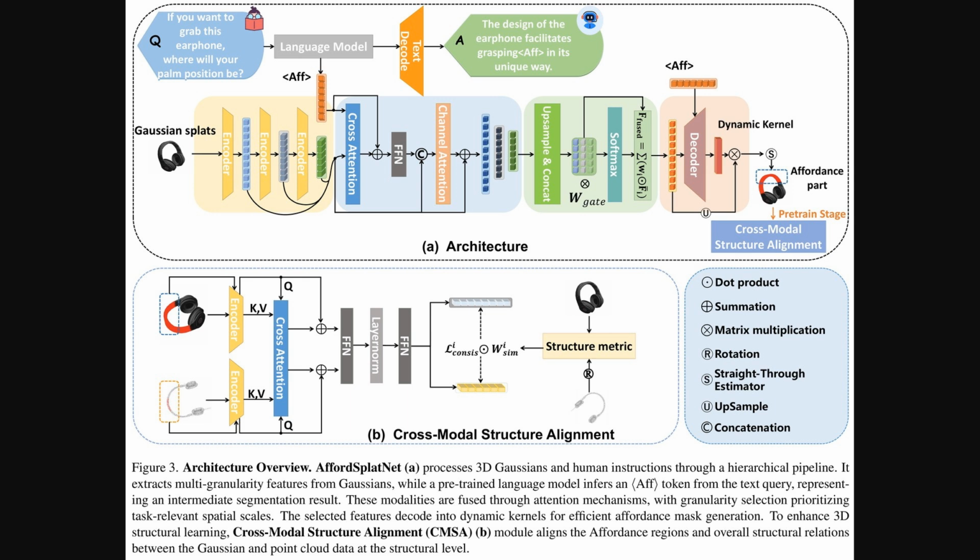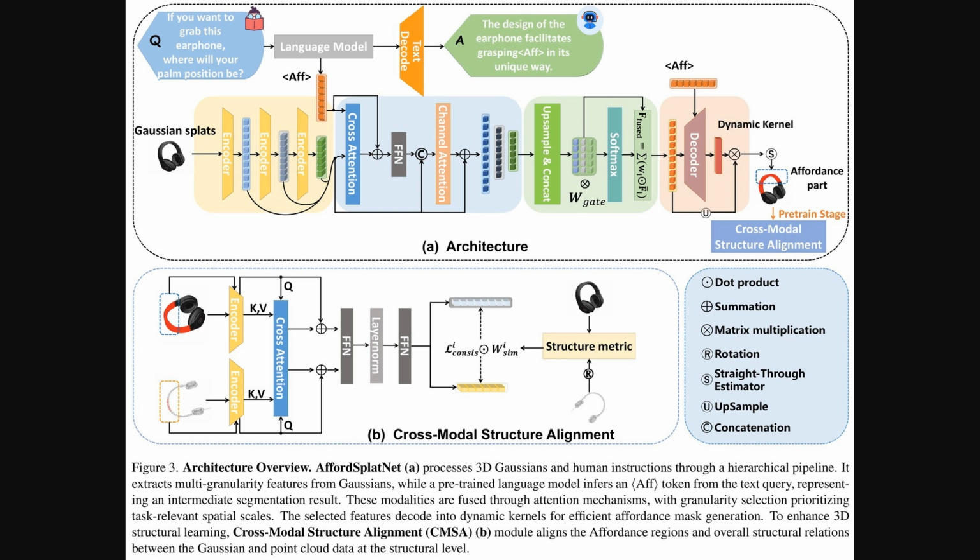Following this fusion, the processed features go through more steps, including upsampling and concatenation, which is just combining different sets of features, and eventually into a decoder. This decoder generates something called a dynamic kernel. Think of a dynamic kernel as a specialized, adaptable filter that's created on the fly based on both the object and the query to precisely highlight the affordance region on the 3D model. Finally, this leads to identifying the affordance part and also generating a textual answer.